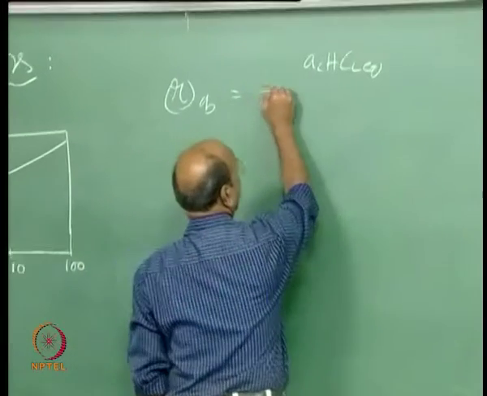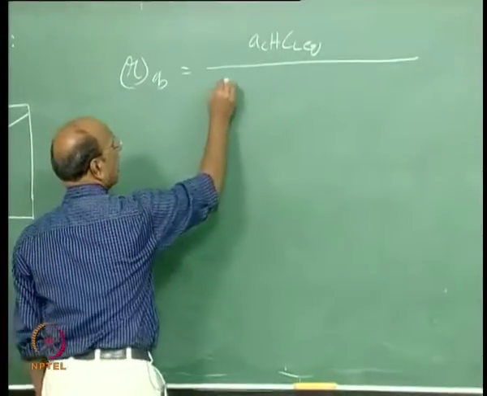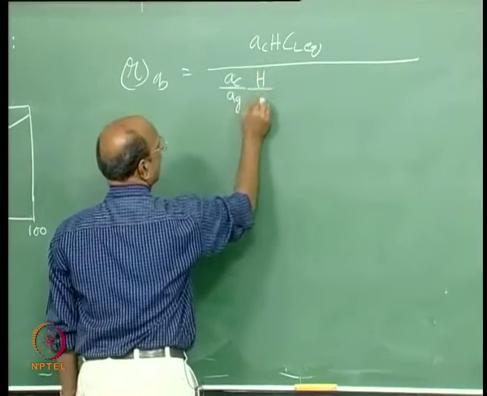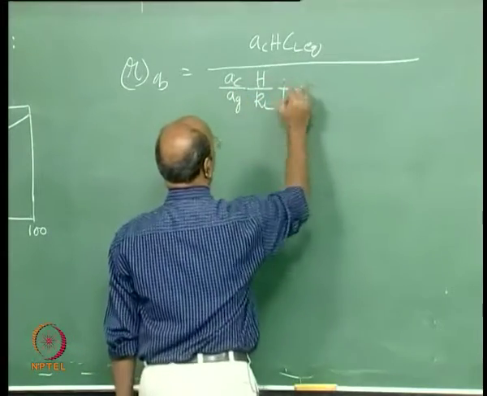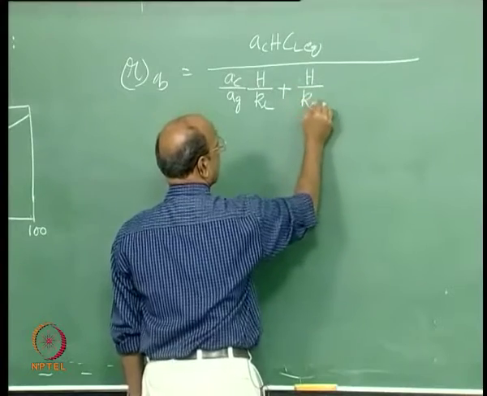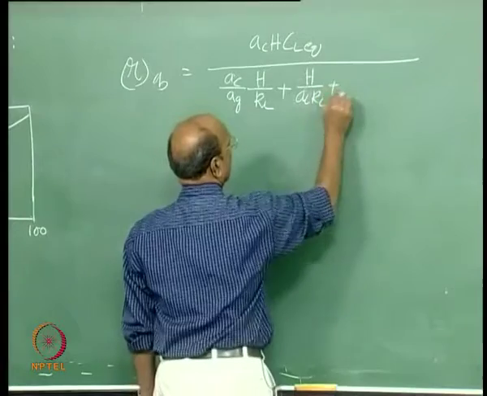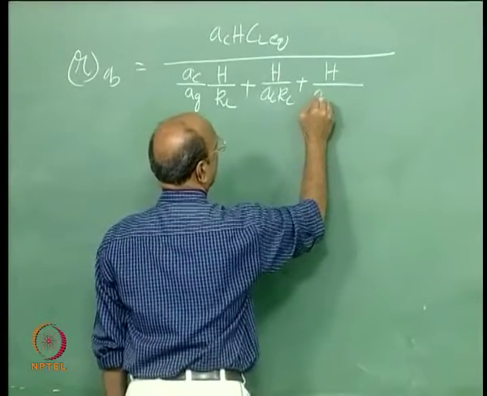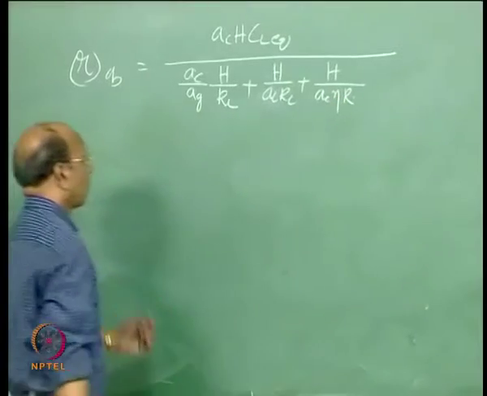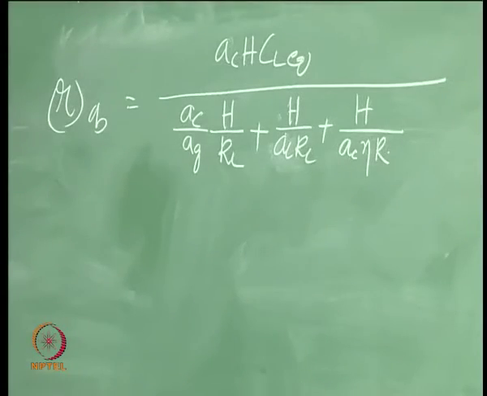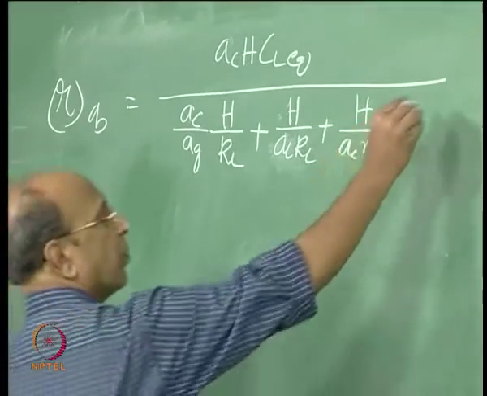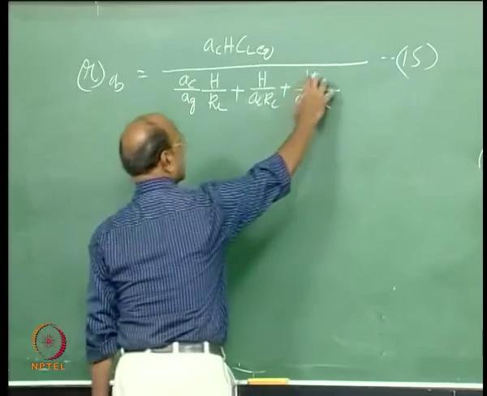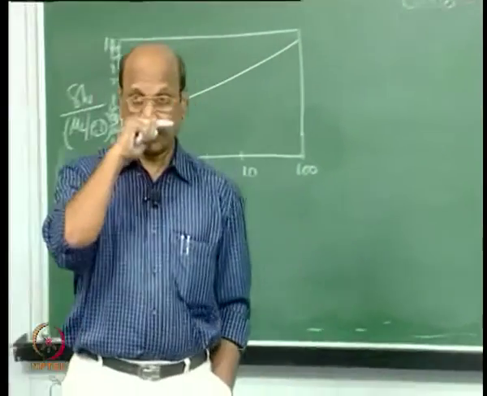So, this whole thing divided by, 1 by K_G I am dropping out. So, then we will have 1 by A_G H by K_L plus H by A_C K_C plus H by again A_C will come, no? Yes, A_C eta K. So, that is the equation. And most of the time, this equation, if I say 15, I have not written this equation earlier. So, this equation, most of the time this term also is neglected. Do you know why? The last one.